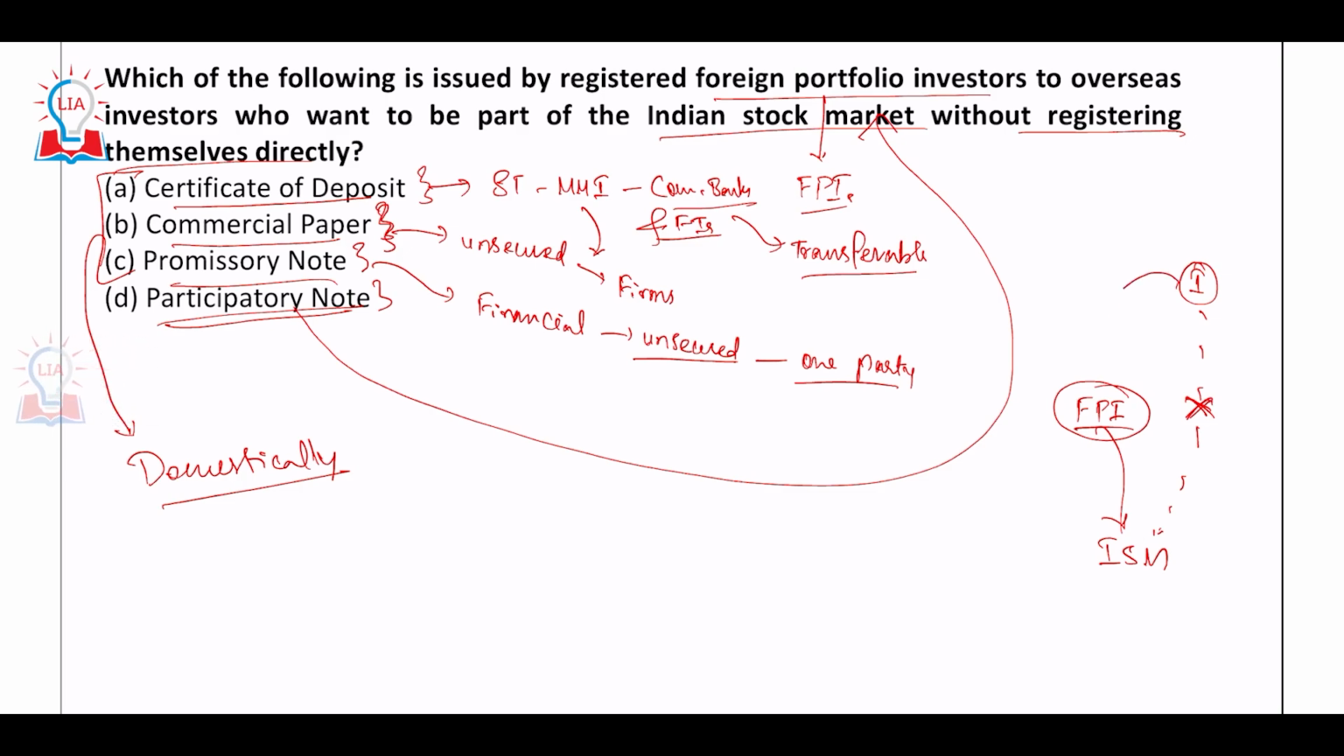So what he is going to do, he is going to put his money with the FPI, who is going to invest the money in the Indian stock market, and what this person is going to get in return is known as a participatory note. Clear? So he need not get registered here in India directly. So that is why the answer is participatory note, that is D.